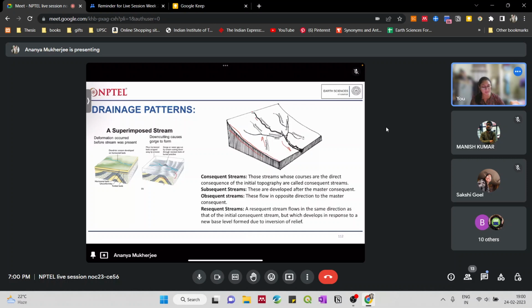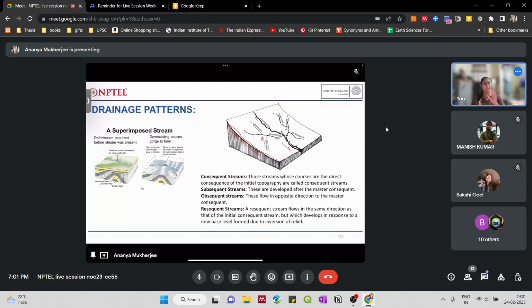Resequent is in the same direction as the initial consequent stream, but it is formed in response to the relief changes. It will flow in the same direction, but it will be formed due to the changes in the relief. Concordant drainage systems will flow with respect to the slope that is presently existing. If the slope changes, concordant drainage patterns will also change as a response.